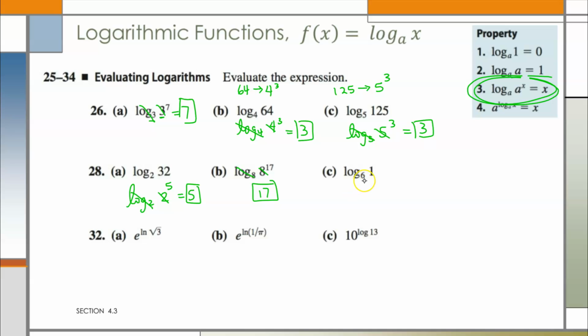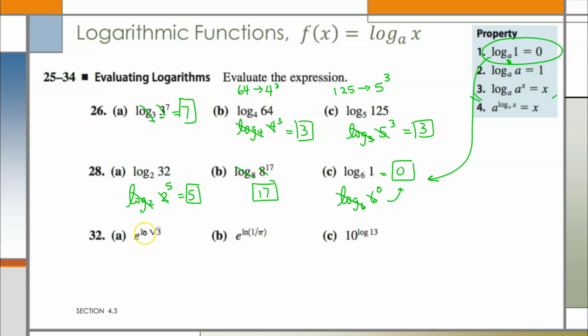Okay, how about this one? 6 and 1 aren't the same base, so we're not just canceling them out. Here's the rule that we're using. No matter the base, if you're logarithming 1, this is always going to be a 0. If we want to see why that happens, and maybe a way to remember, let's write 1 as 6 to the 0 power. Then the log base 6 and exponential base 6 cancel out, and there's how we're getting a 0.